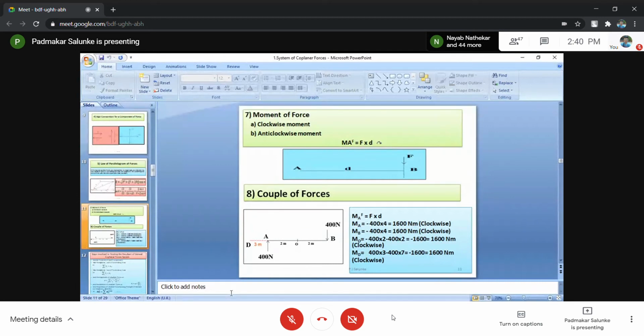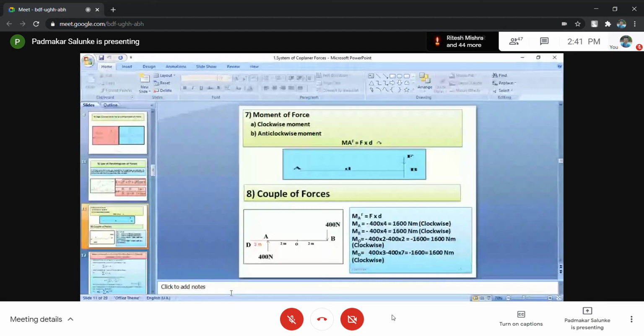The force acting at point B is another 400 Newton. It passes through point B, that's why its moment equals 0. So the moment at point B is minus 400 multiplied by 4. That answer comes as minus 1600. Minus 1600 indicates that it's a clockwise moment. So 1600 Newton-meter clockwise. When you write a clockwise or anti-clockwise moment in brackets, it doesn't have any positive or negative sign. It is always considered positive.